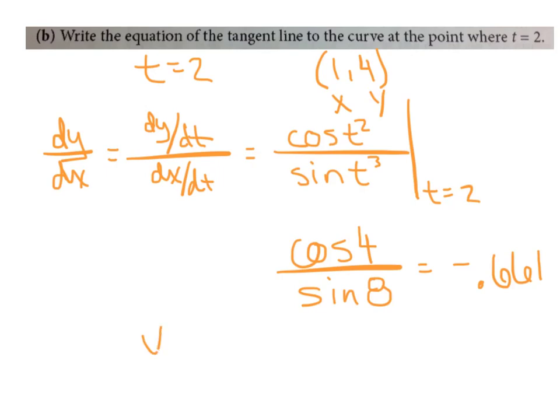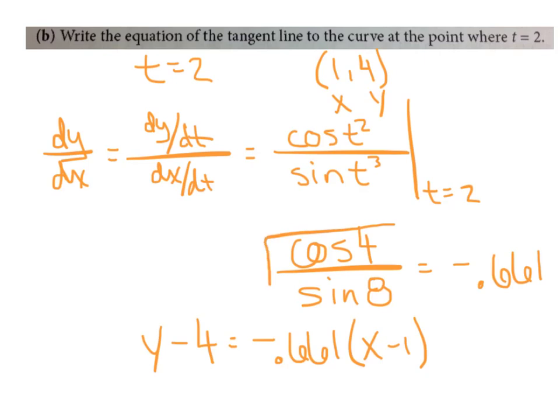So we'll put it all together. We could say y minus 4 equals negative 0.661 times the quantity x minus 1, and certainly it's my understanding that you don't even actually have to plug that part into your calculator. If you just substituted that fraction in for the negative 0.661, you should still get full credit. And anyway, that's your tangent line.